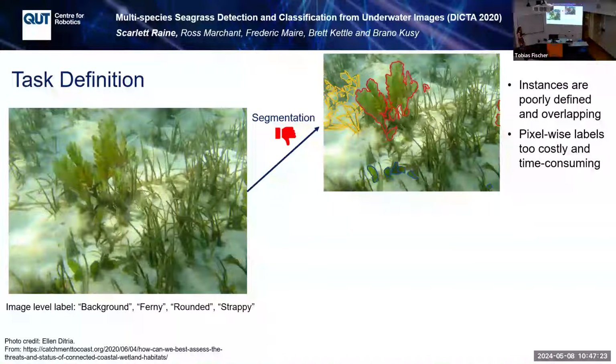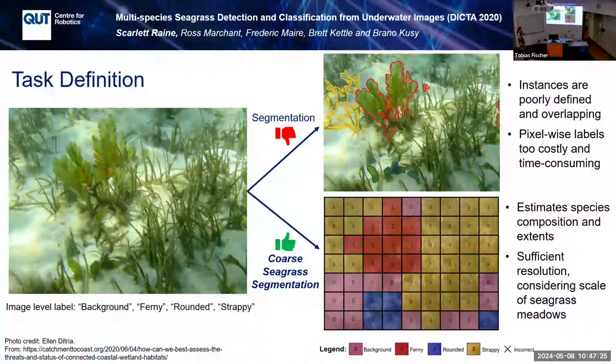So instead, we propose this new task, which we call coarse seagrass segmentation. And here we're aiming to perform inference as a coarse grid over our image. So we believe that this offers a really good balance between having sufficient resolution such that we can estimate species composition and extents while still reducing the amount of annotation effort for that domain expert.